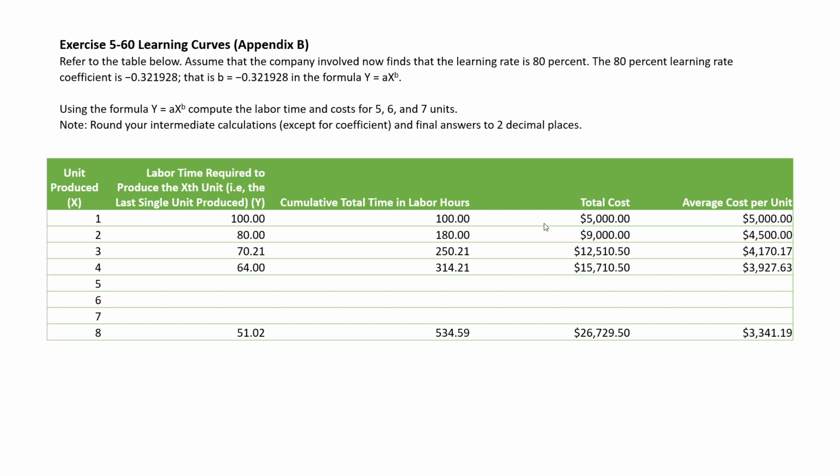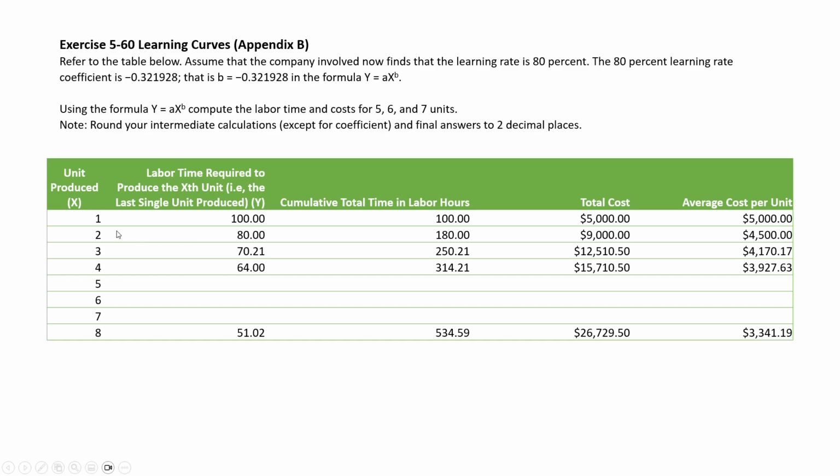If we want to understand the cost per hour, 5,000 divided by 100 would be $50 per hour, and since it's 1 unit, the average cost per unit would also be 5,000. But if we were trying to use this information in our typical learning rate at 80% in order to estimate the time to produce additional units, how do we get this extra information? For example, how do we predict how long we thought it was going to take to produce unit number 2?